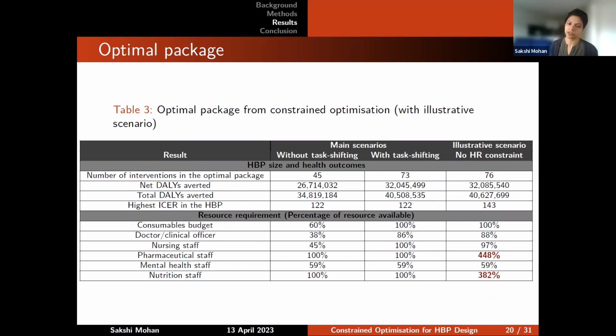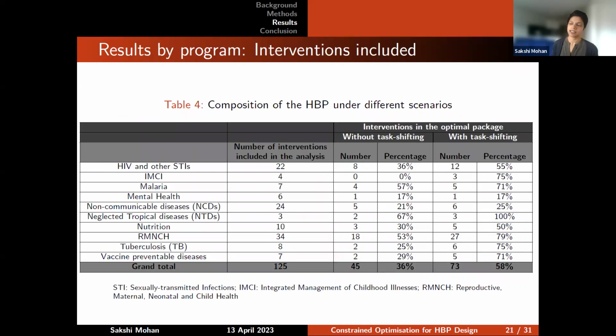However, if you look at the resource requirements for this, it becomes evident that this package will not be feasible to deliver because the health workforce requirements are much higher than what's available in Uganda. We can further disaggregate the optimal packages under the two main scenarios by disease program to understand what the composition looks like. So broadly, we see that under both cases, the majority of interventions are from within the reproductive, maternal, neonatal, and child health programs or the HIV program.